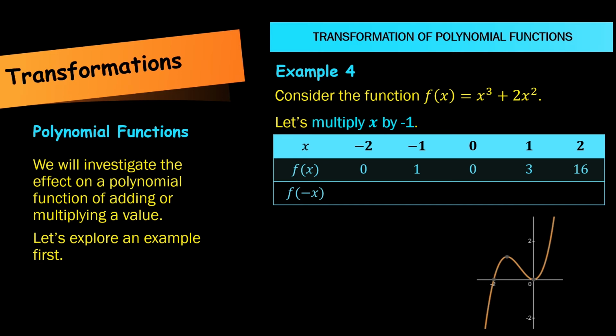Now let's consider the function f of x equals x cubed plus 2x squared. Let's multiply x by minus 1.